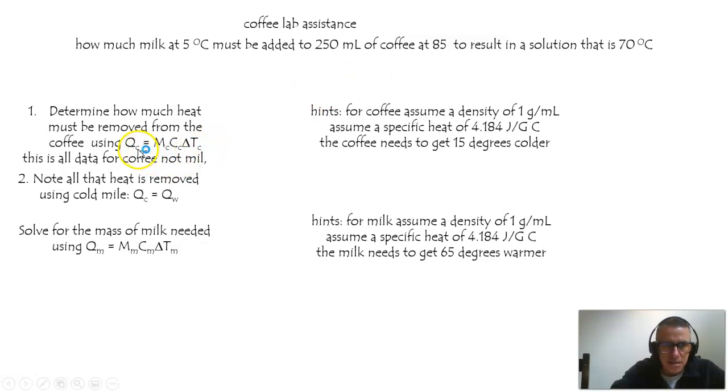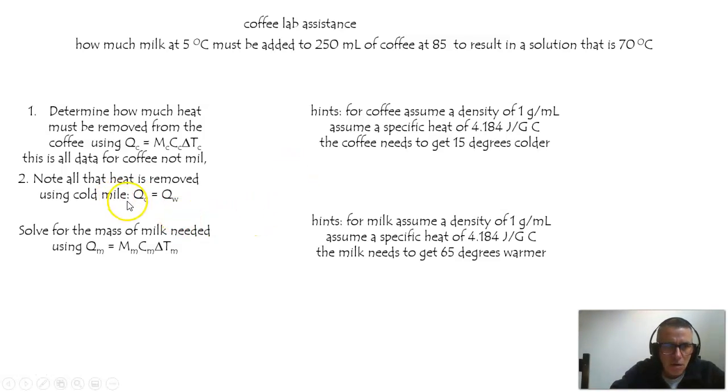I like to use these subscripts to remind me of what I'm dealing with. I am not dealing with milk at all, so I'm going to use subscript C for coffee. This literally says that the amount of heat that has to be removed from the coffee is equal to the mass of the coffee, which is given, you just have to convert from milliliters to grams, times the specific heat of coffee, which we'll assume is the same as water, times the change in temperature of coffee, which is 15 degrees. How are we going to remove that much heat?